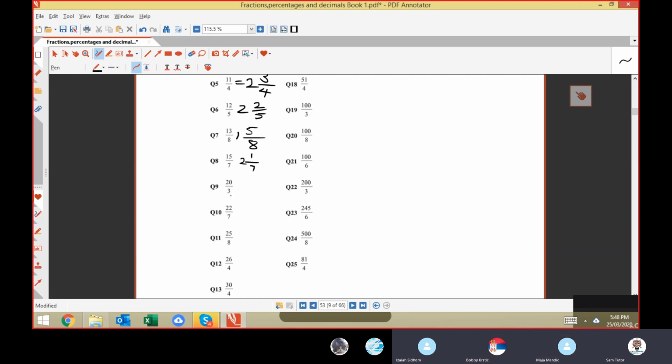Good job. Anissa, 3 into 20. It's not 7. So 3 times 7 is 21, which is too much. So 3 times 6 is 18. And then how many is remaining? 18 and 20, so 2. Good girl. Over 3, the denominator of 3.